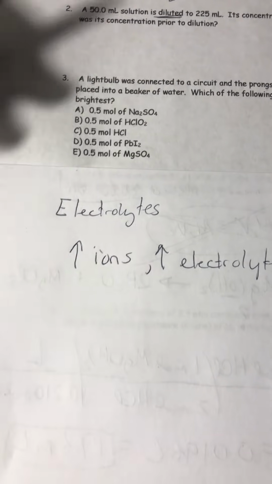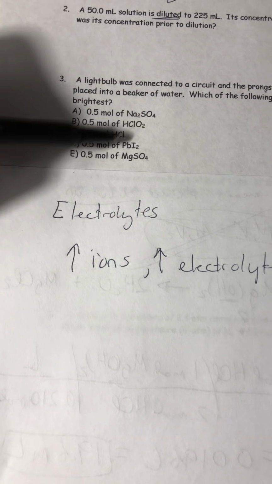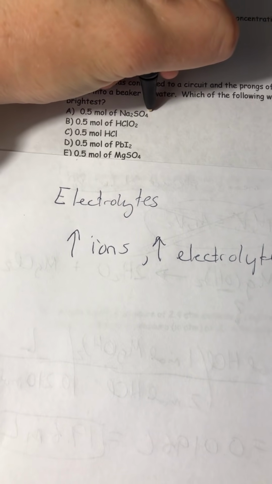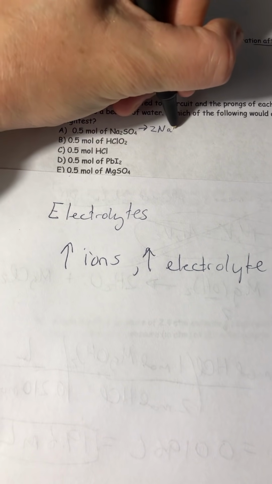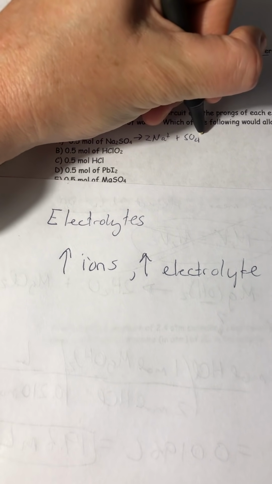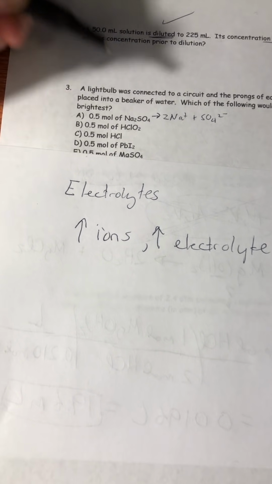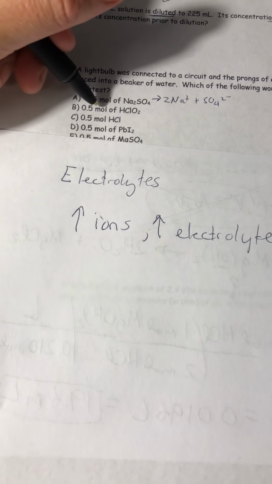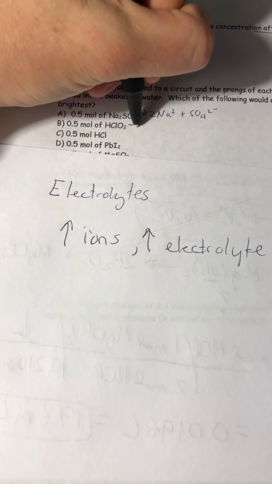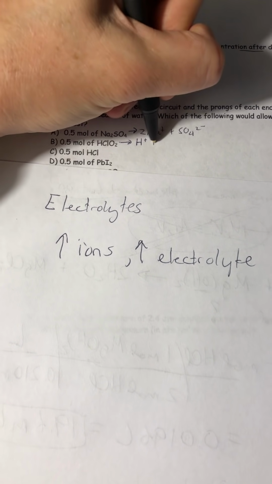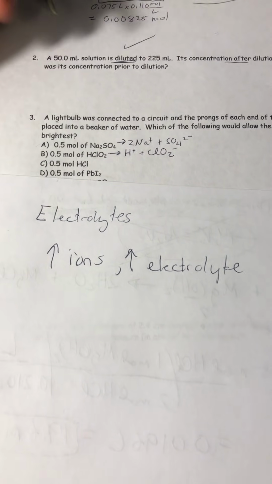They're all 0.5 moles, so we're starting off with the same amount of moles of each one. But this one breaks down into 2 sodiums, 2 Na+, and 1 sulfate, SO4 2-. Each of these would be dissolved in water. This is soluble. This one right here, this chlorous acid, would break into H+ and ClO2-.